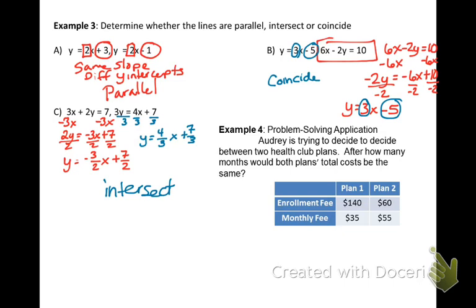Example 4. Audrey is trying to decide between 2 health club plans. After how many months would both plans' total costs be the same? So you can say this is X and Y. You're going to say that this is 140 and 35 and 60 and 55.